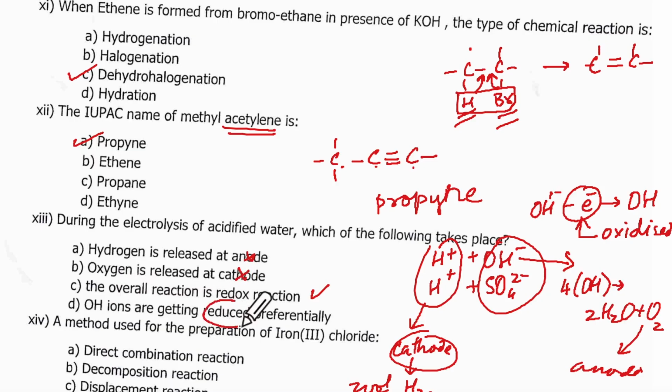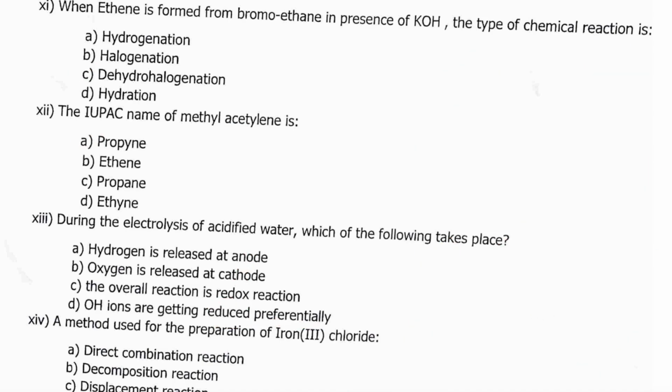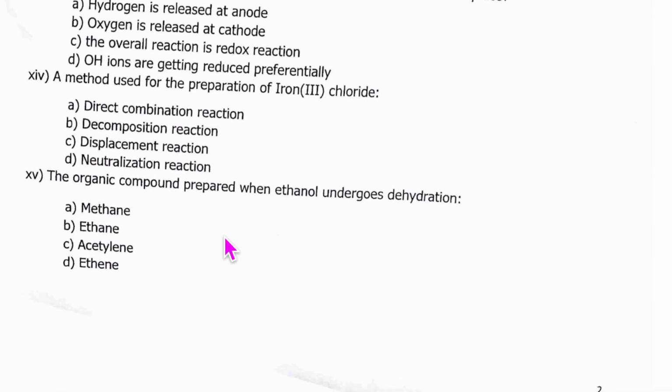Is OH getting reduced or oxidized? It's oxidized. Preferentially is the word used for selective discharge. So they have mixed the two phrases together. Is it getting reduced? No, it's getting oxidized. But remember, OH- ions get preferentially discharged. Discharge means they are having charge and now they become without the charge. So when they become neutral, it is called being discharged. So the option was C.